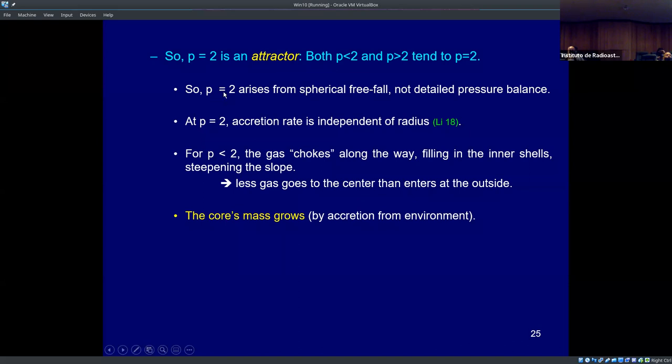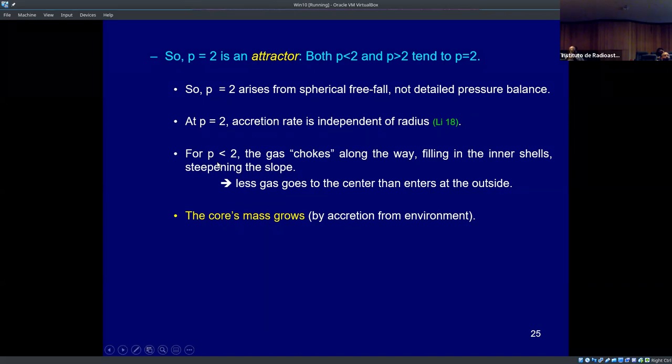And then this reinforces the result from Lee, saying that the slope of 2 arises just from spherical freefall, not from detailed pressure balance. And that for p equals 2, the accretion rate is independent of radius, because it turns out that if you work out the accretion rate, you also find that it is independent of radius.